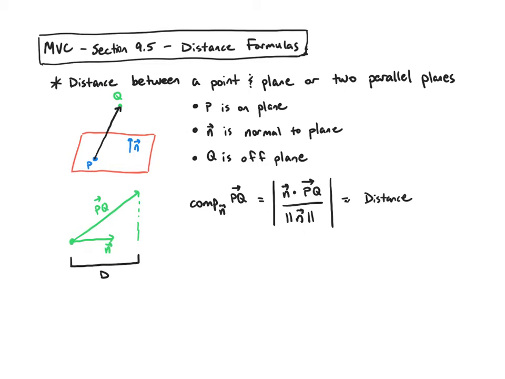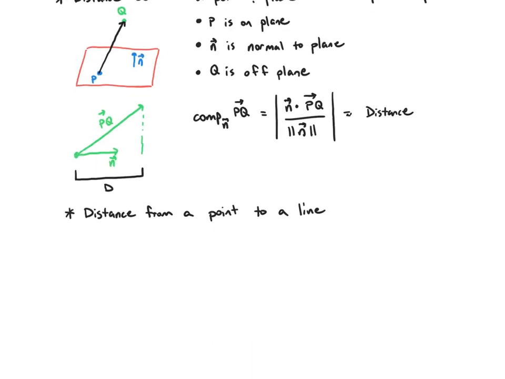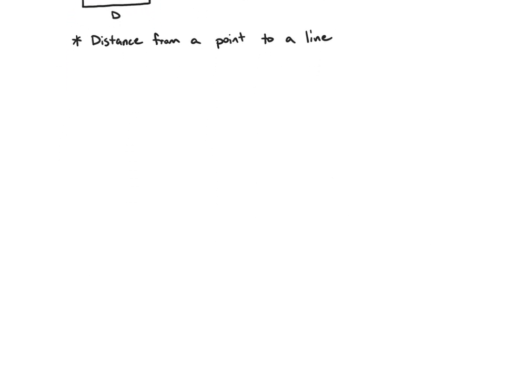Okay, let's tackle the second one. Now, the second distance that I want to go over is the distance from a point to a line. I think you'll find that this formula is kind of neat, and it connects to some of the stuff we have done already with cross products.